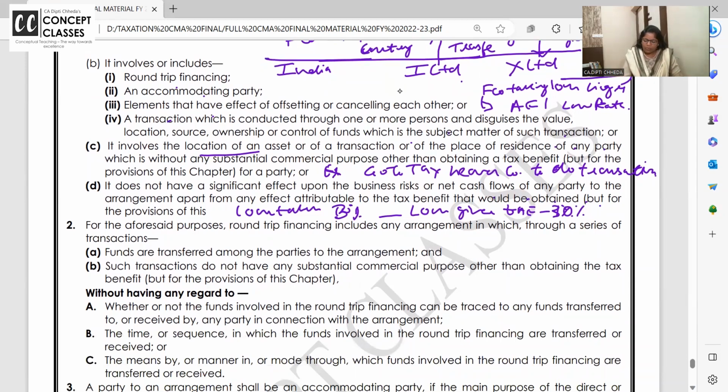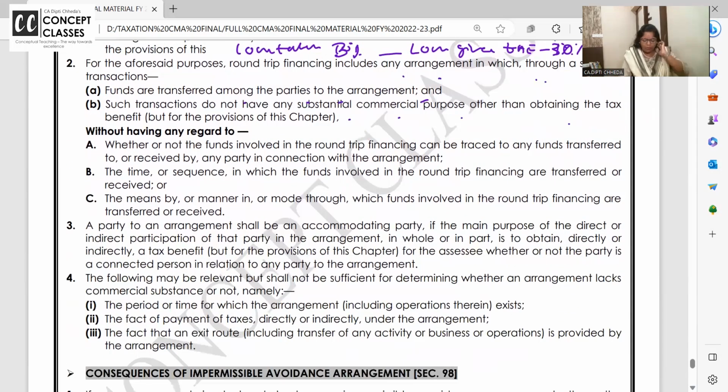For the purpose of round tripping financing, any arrangement through which, by a series of transactions, funds are transferred among parties and such transactions do not have substantial commercial purpose, they will all be caught up. Okay, without having regard to means ignoring. When you see GAAR, it will ignore whether or not funds involved in the round trip can be traced to any funds transferred to or received by any party in connection with the arrangement.